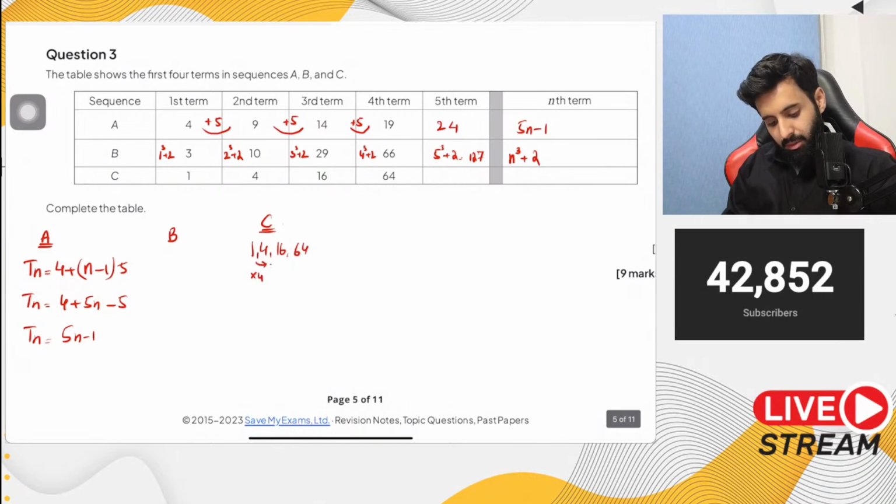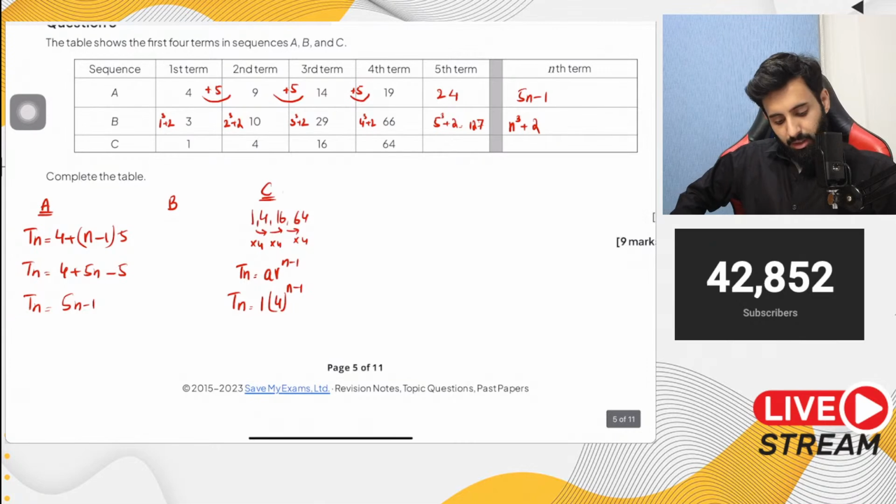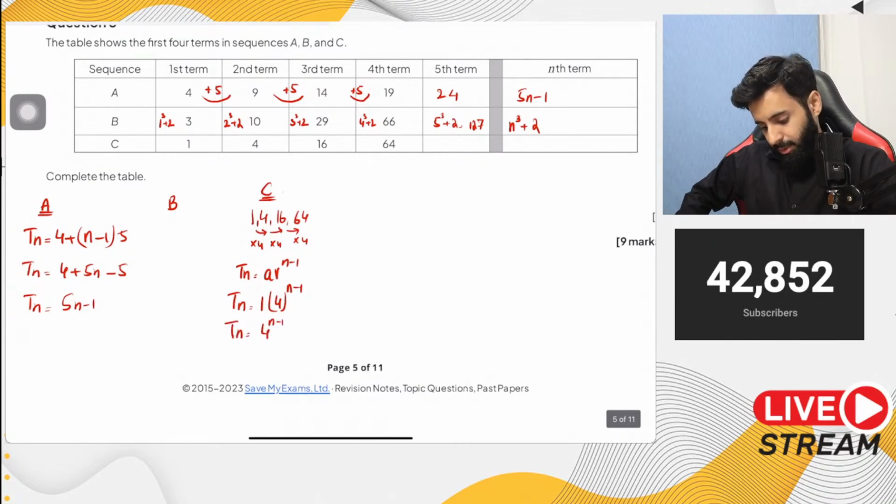Because you're constantly multiplying by 4 in order to get to the next term, okay? So the formula that we're going to use is a r raised to the power n minus 1. The first term is 1, the common ratio is 4, so the general term is 4 to the power n minus 1. So there you go, 4 to the power n minus 1.